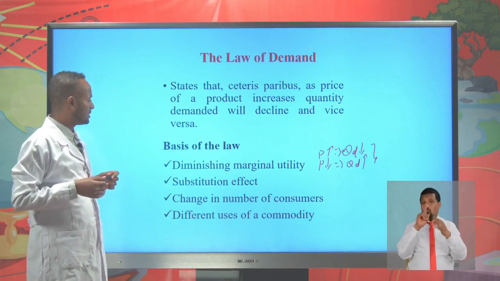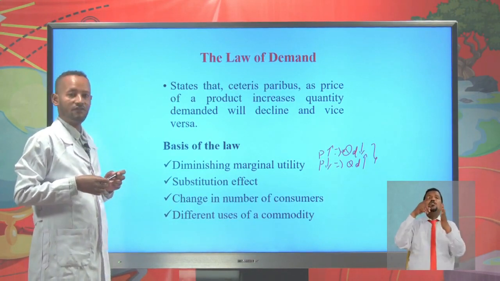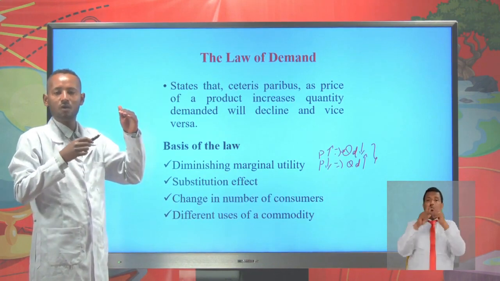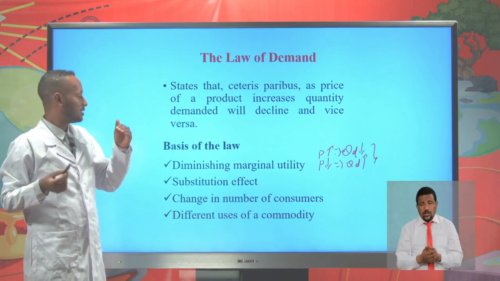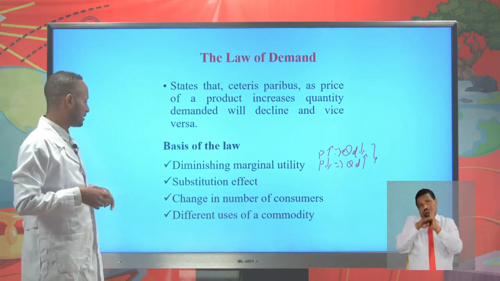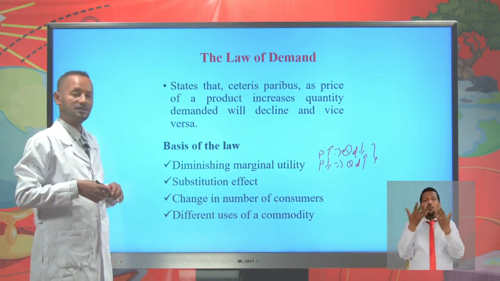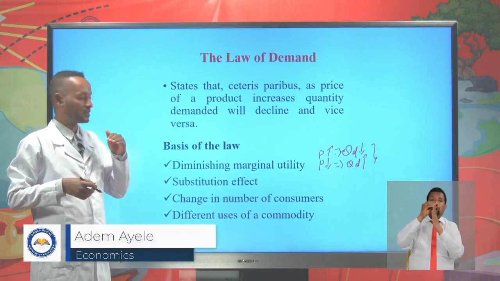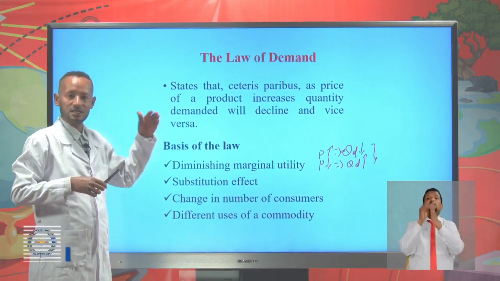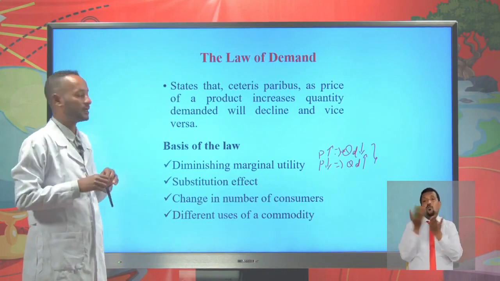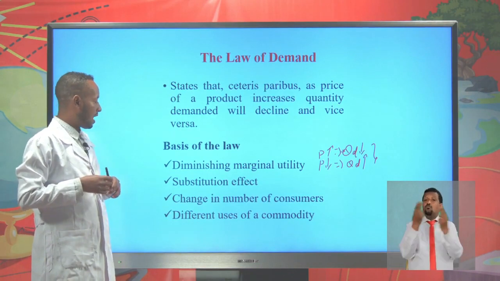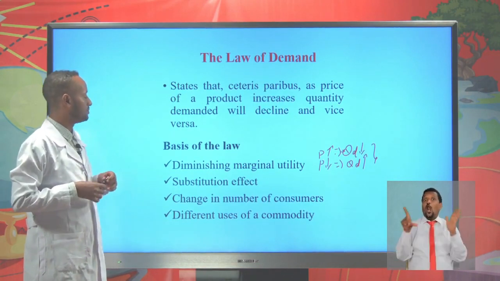The other basis for the law of demand is the substitution effect. As the price of a commodity increases, people will substitute one commodity for another. Hence, as price increases, the quantity demanded for a commodity will decline. The other is a change in the number of consumers. If there is a rise in the number of consumers, then the price of a commodity is expected to increase, and with an increase in the price of a commodity, quantity demanded will decline. And the different uses of a commodity also affect the law of demand.